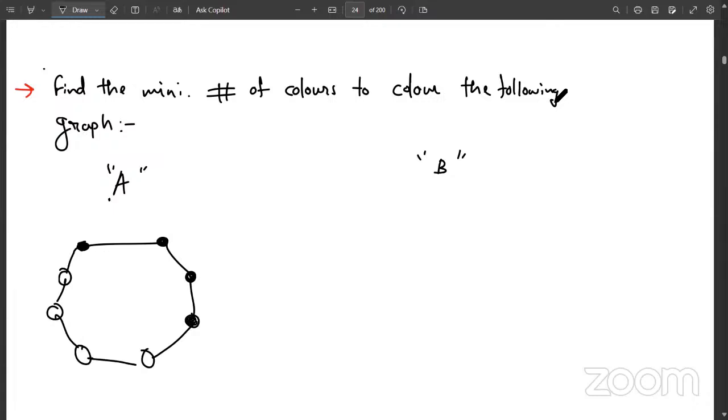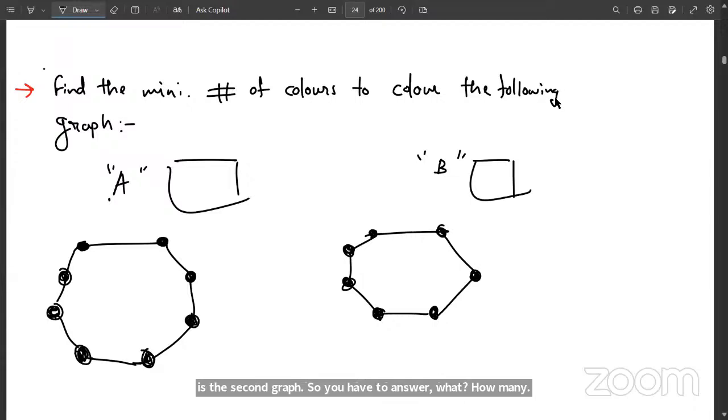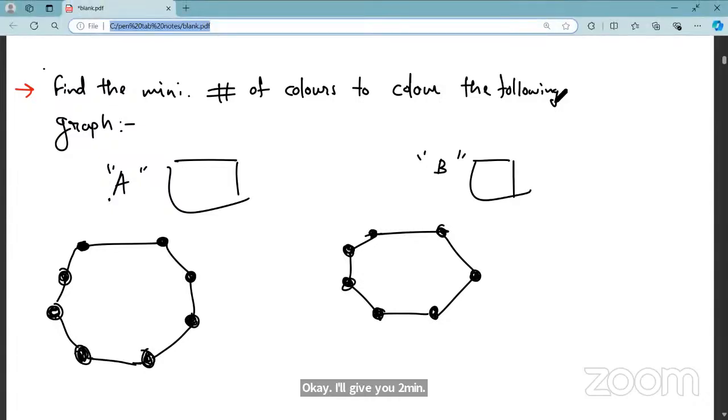This is my one graph. These are the set of vertices, and there are edges. And this is the second graph. So you have to answer what is the minimum number of colors we require to color this particular graph. Okay, I'll give you 2 minutes. Just think and answer in the chat box.